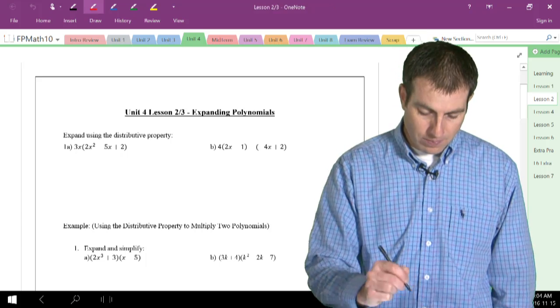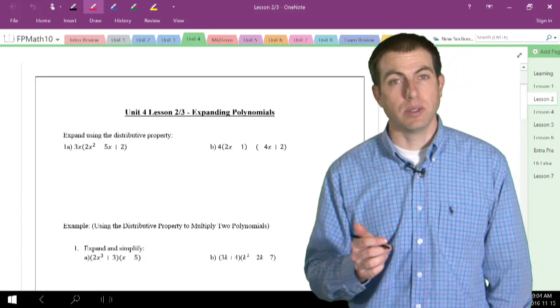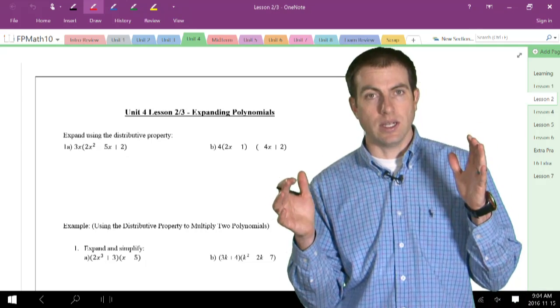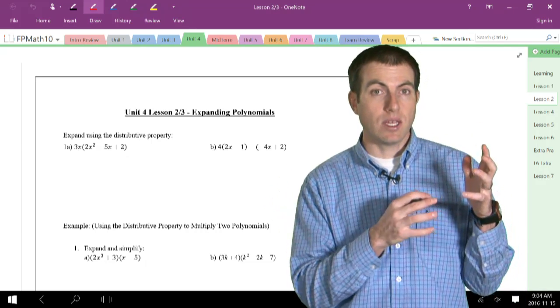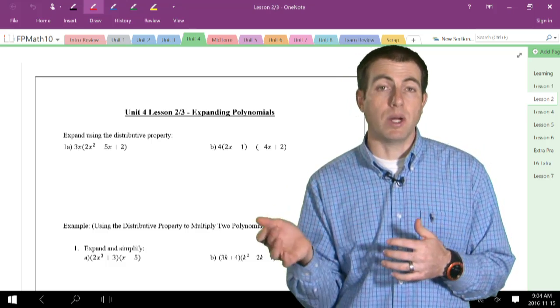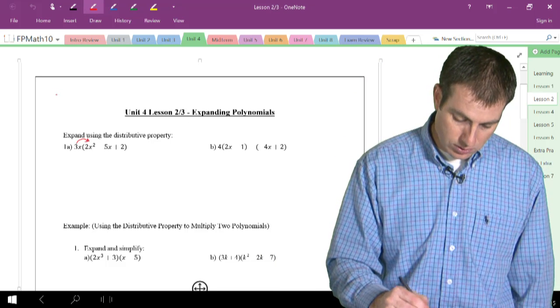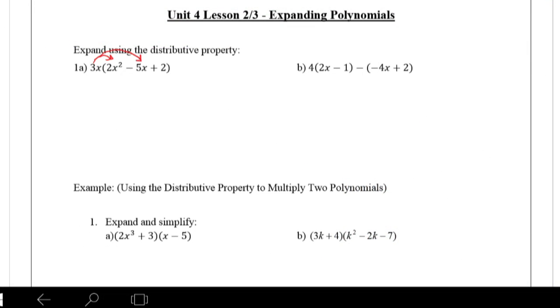So when we're expanding, we talked a little bit about feeding the chickens. So when you have something outside of the brackets and a bunch of stuff inside of the brackets, everything inside of the brackets needs to get multiplied by whatever's outside of the brackets. You don't want to not feed any of the chickens. So when I'm multiplying 3x by everything in this bracket here, I need to multiply by each of the terms inside the bracket. And if I forget one of them, bad things happen.